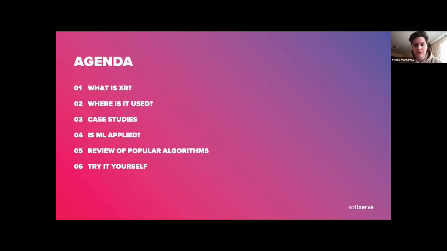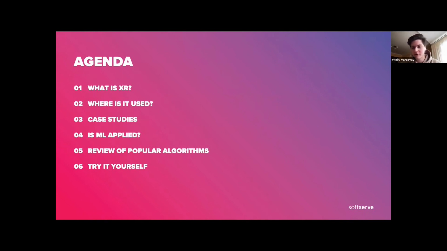Okay, so hello. Today in our talk, we will talk about what XR is and which technologies it contains. I will show where it can be used and will cover some solutions which were made here at SoftServe. After that, I'll give a general idea about how ML can be used in this sphere with some examples. And the main part of the speech is a deep review of popular classic computer vision algorithms which are widely used in AR and MR. At the end of the presentation, you will be able to try AR yourself using your phones.